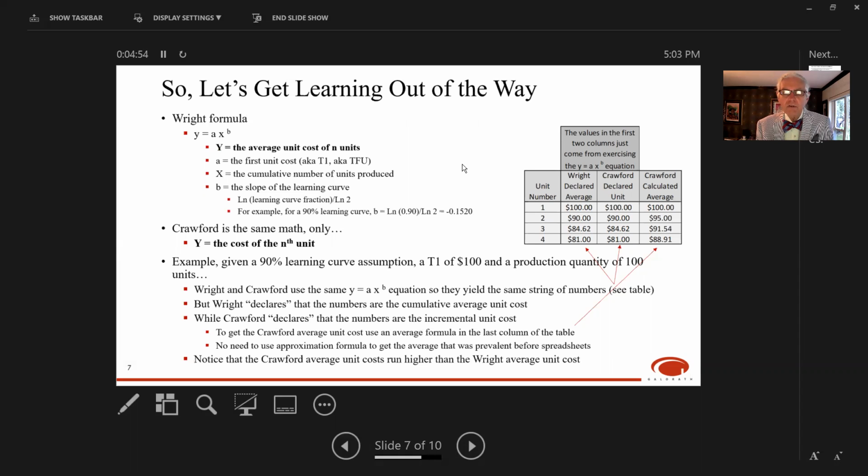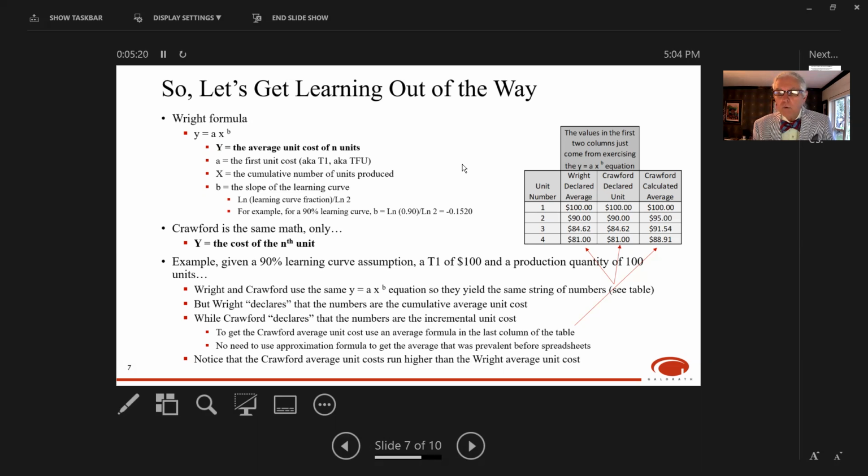So Wright declares that these numbers are the cumulative average unit cost, while Crawford declares that these numbers are the incremental unit cost. So to get the Crawford average unit cost, we have to add another calculation in the last column of the table where we average the Crawford numbers. So the first unit cost for Crawford is 100. The second incremental unit is 90. And the average of those two is the $95 value you see there.